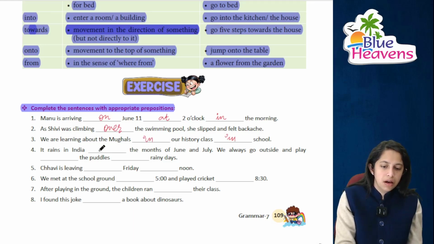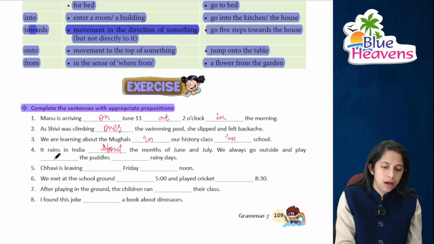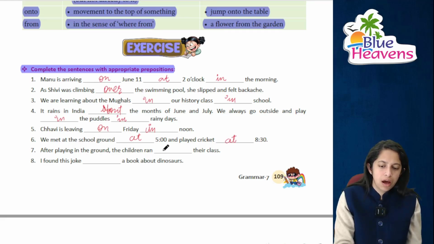It rains in India for the, it rains in India about the 3 months of June and July. We always go outside and play in the puddles in rainy days, right? Chavi is leaving on Friday, on Sunday in noon में, right? We met at the school ground at 5 and play cricket at 8:30. After playing in the ground, the children ran into their class. अपनी class में चले गए.